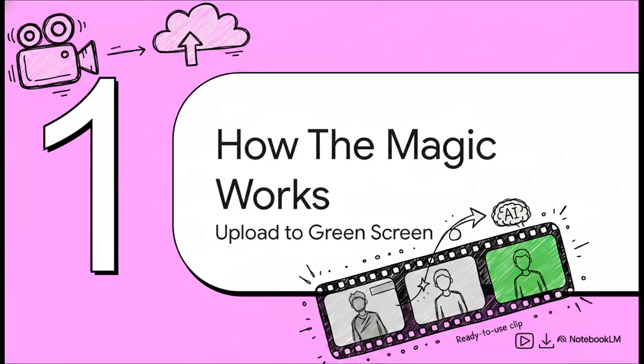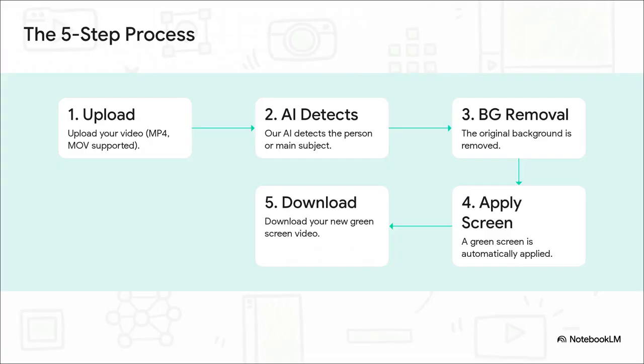It's awesome. All right, so you're probably wondering, how does this digital magic actually work? Let's break down the process, and trust me, it's way simpler than you'd think. Okay, it's literally just 5 simple steps. First, you upload your video. Then the AI gets to work. It uses this really cool technique to figure out what's the main subject, the person, and what's the background. Step 3, it just cleanly removes that original background. Poof, it's gone. Then it applies a perfect, crisp green screen, and finally, you just hit download on your brand new ready-to-use video clip. Seriously, that's it.